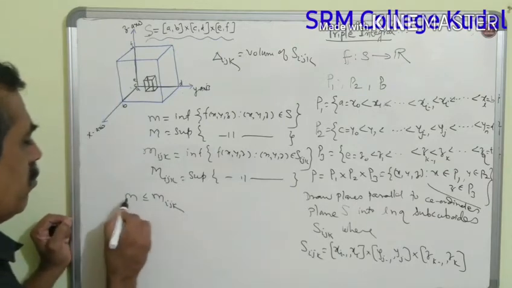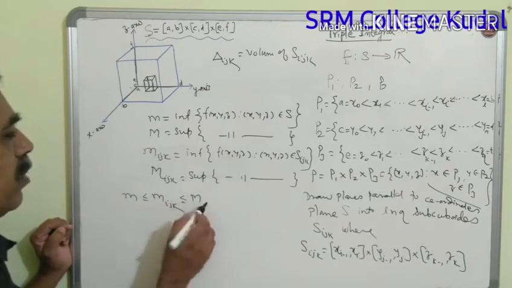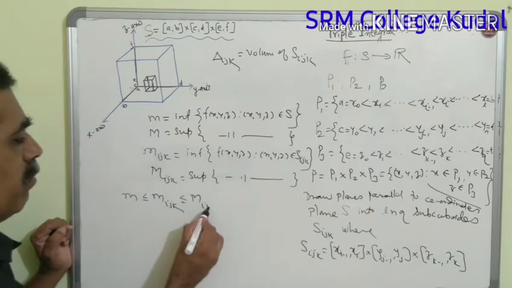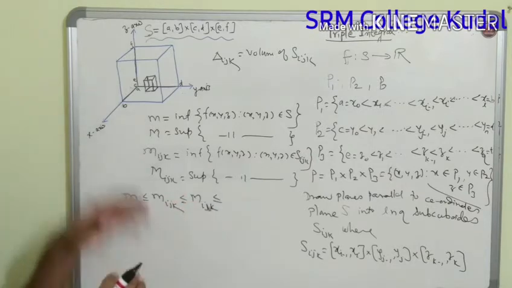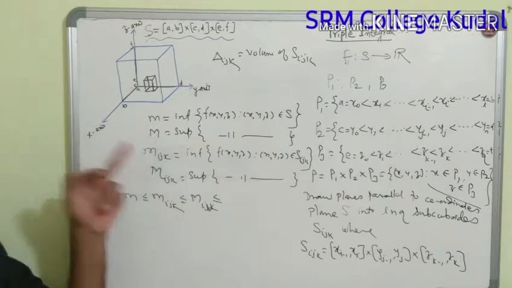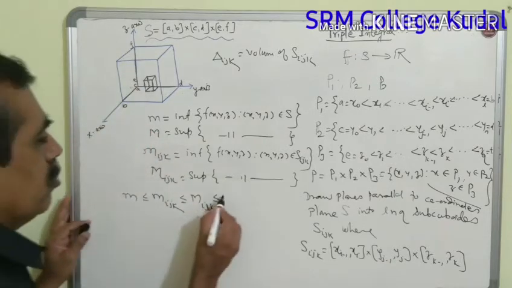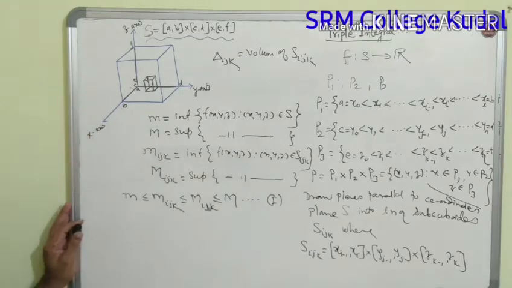Therefore m will be less than or equal to mijk, and as mijk is the infimum value of the function, it will always be less than or equal to the corresponding supremum value Mijk, which is the supremum value of the function on a smaller part. And this is less than or equal to capital M, the supremum value of the function on the whole cuboid. So we will have this relation. Suppose this is number 1.